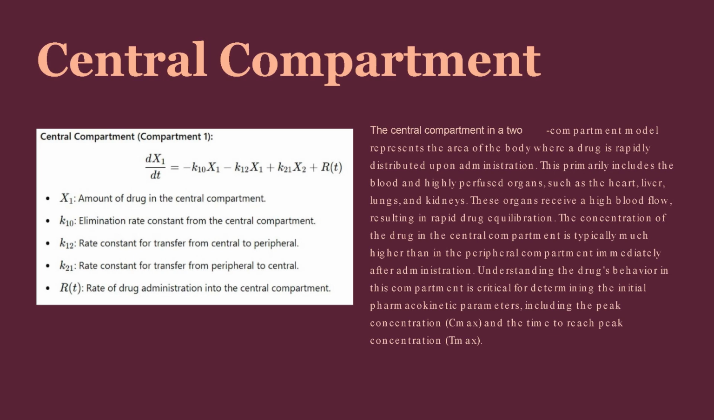K12x1. This term describes the transfer of the drug from the central compartment to the peripheral compartment. The negative sign reflects the loss of drug concentration in the central compartment during this transfer. K21x2. This term represents the return of the drug from the peripheral compartment to the central compartment. The positive sign indicates that this process increases the drug concentration in the central compartment as the drug redistributes back.